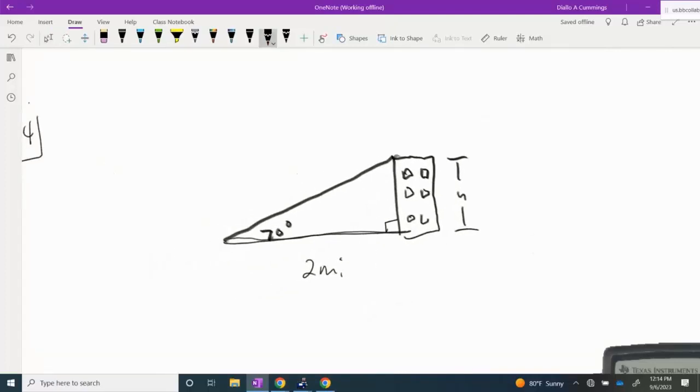So that's going to form a right angle. It says the angle of elevation is 2 miles from the base of the building. So this distance is 2 miles. The angle of elevation is 7 degrees. And they want us to find the height of the building.